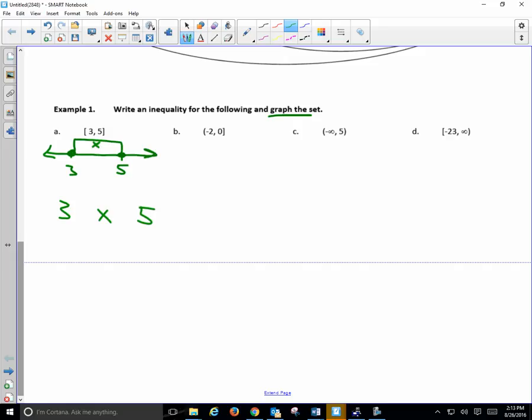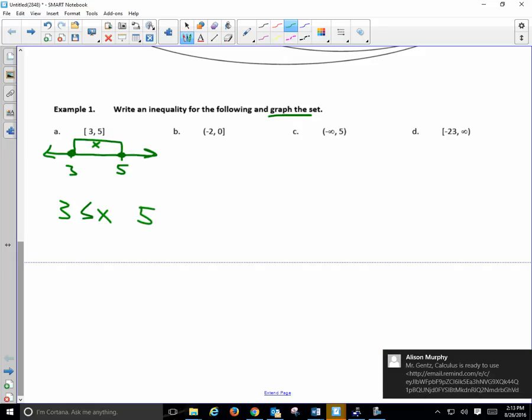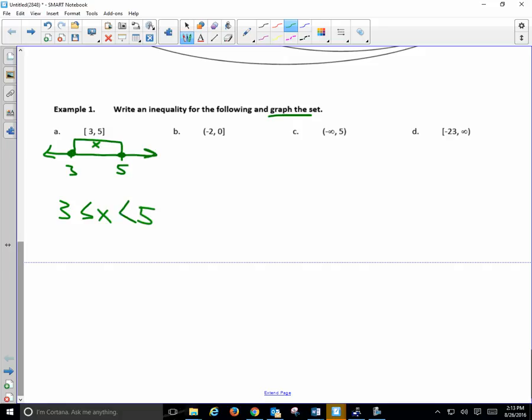How does the X compare to 3? Is it bigger or smaller? So X is bigger than the 3. Can it be equal to 3? Yes, it can, due to that bracket. The X compared to 5. It is smaller than 5. So the X is smaller than the 5. And it can be equal to. So there's our inequality.